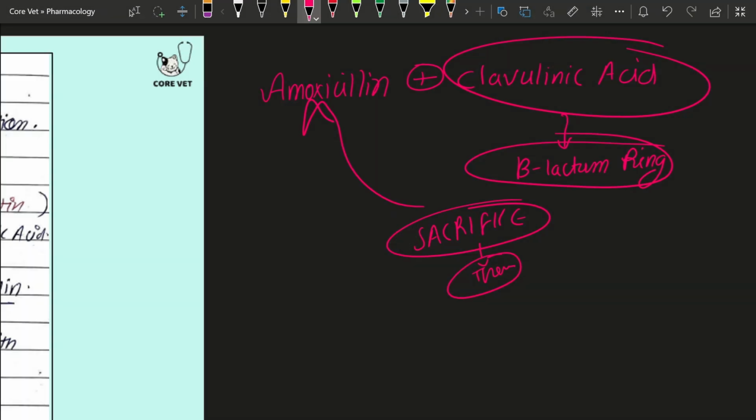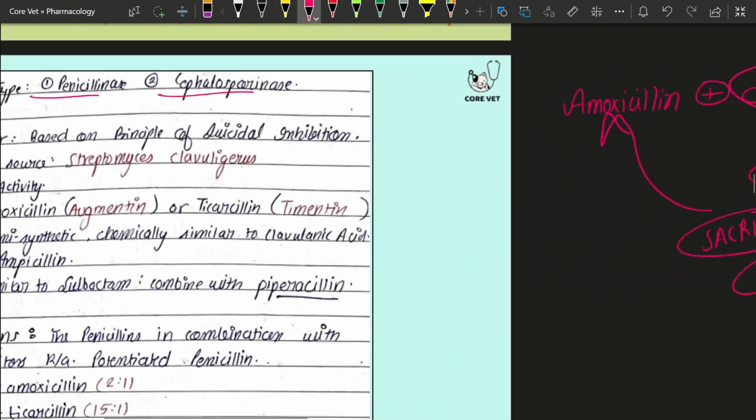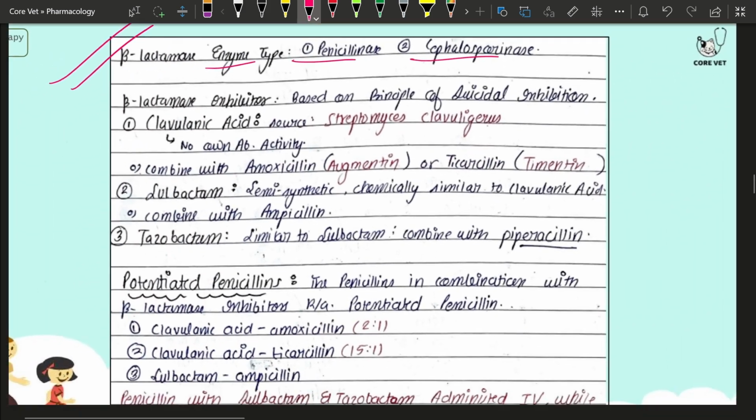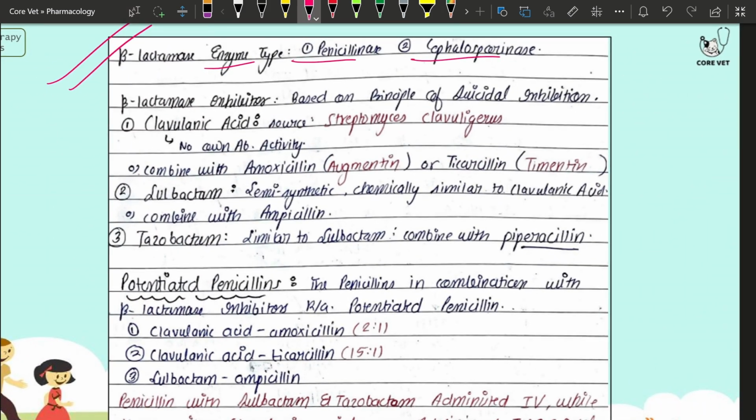We give these three compounds to preserve the activity, right? That's why we add clavulanic acid along with the penicillin. So we could have three types of beta-lactamase inhibitors: clavulanic acid, sulbactam, and tazobactam. Clavulanic acid is obtained from Streptomyces clavuligerus, and these three don't have any antibacterial activity of their own, right?